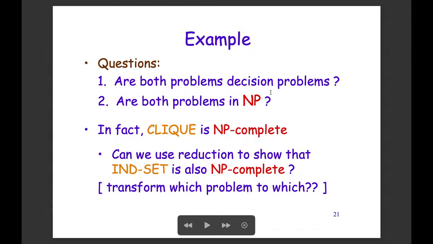Okay, so both problems are in NP, and then we know that clique is NP complete. So can we use the transformation idea or the reduction idea to show that independent set is also NP complete? Now, when we make a transformation, we really need to make sure our logic is correct. This time we know that clique is hard, but we want to show that independent set is as hard. So we want to establish the fact that if we can solve independent set, then we can solve clique. So we want to transform clique into an independent set problem.